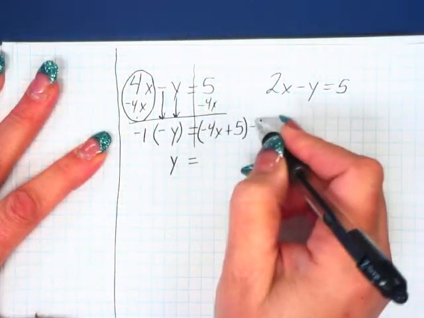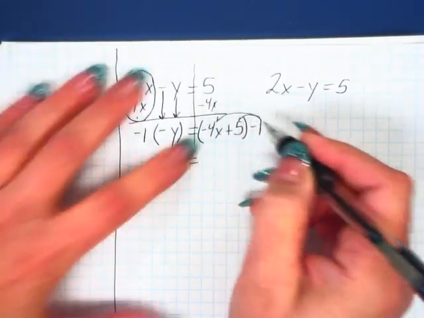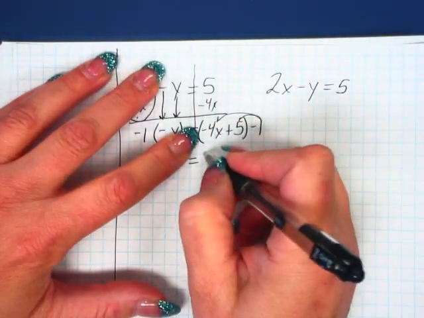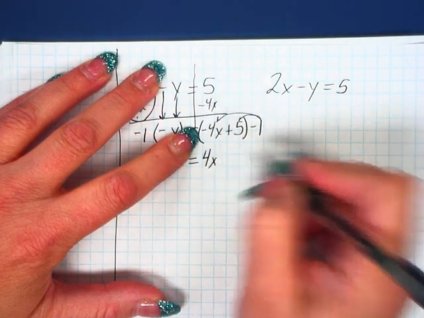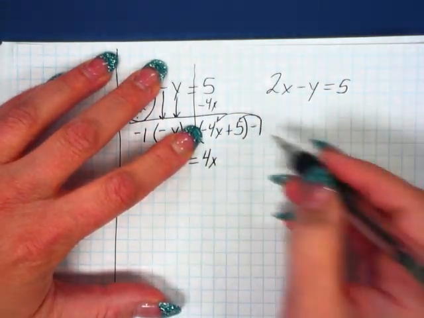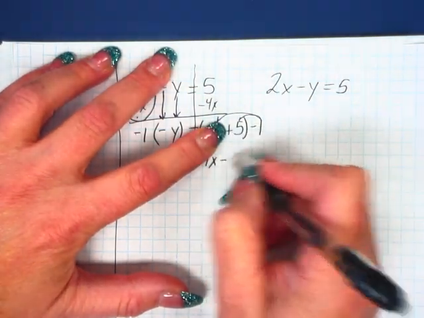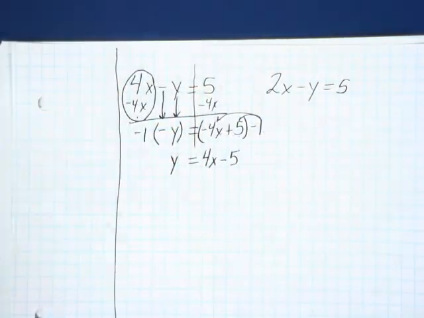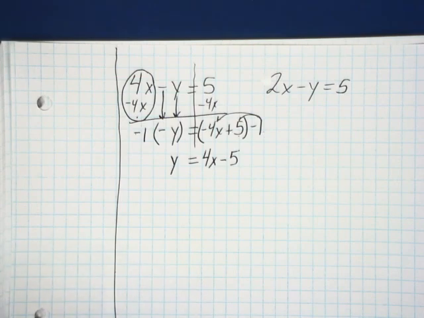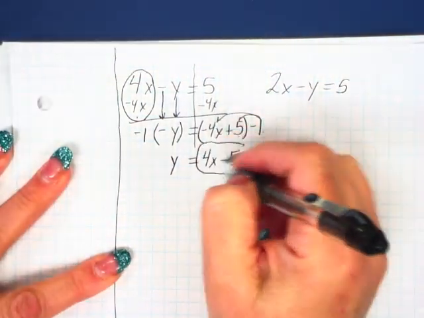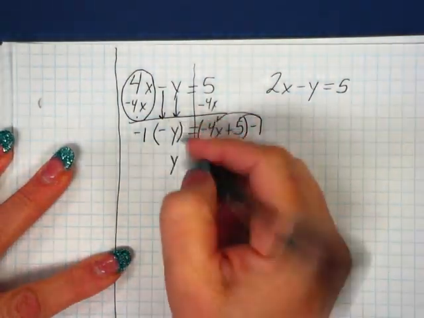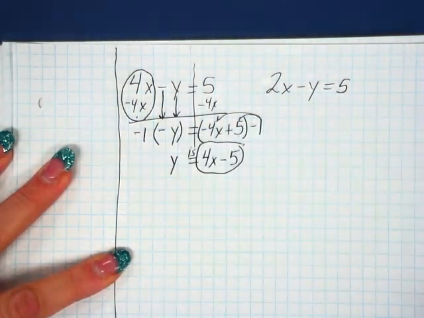Here, parentheses, I got to distribute it. Negative 1 times negative 4 is a positive 4x, so negative times a negative is a positive. 1 times 4x is 4x. Negative times a positive is a negative. 5 times 1 is 5. So now I know what y is. Y is the same thing as 4x minus 5. It says so right here. Y is 4x minus 5.